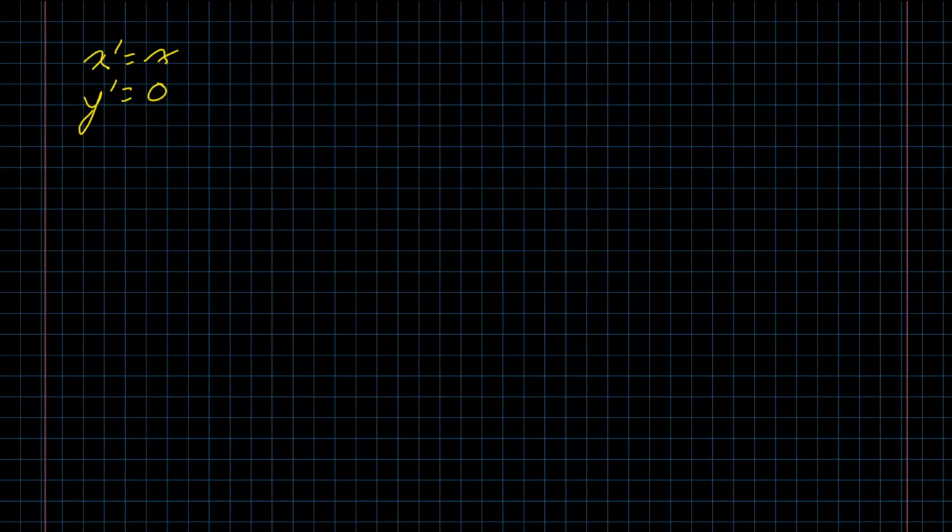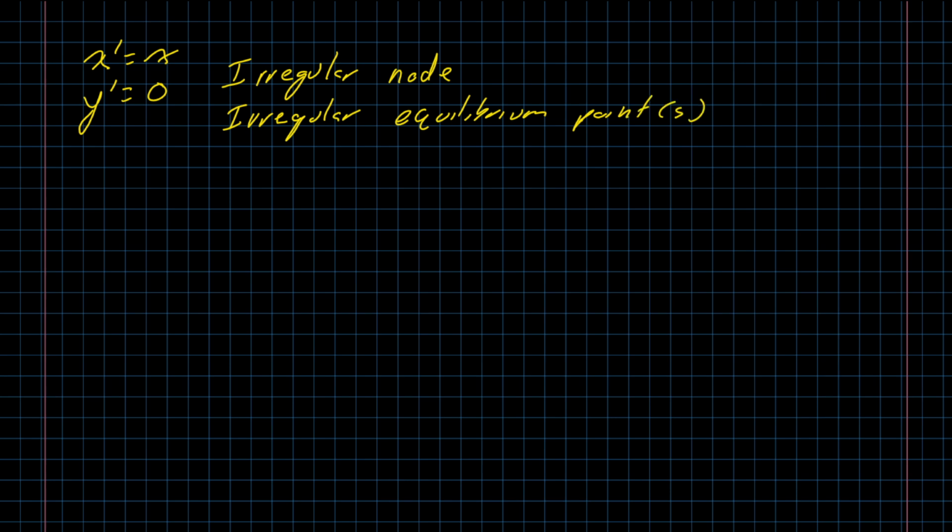Great. So this is a construction that is known as an irregular node or an irregular equilibrium points. Again, my equilibrium points in this case are 0, y for every y.